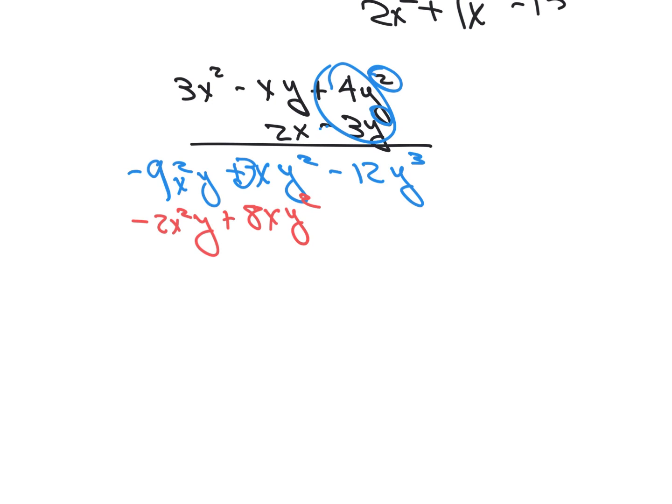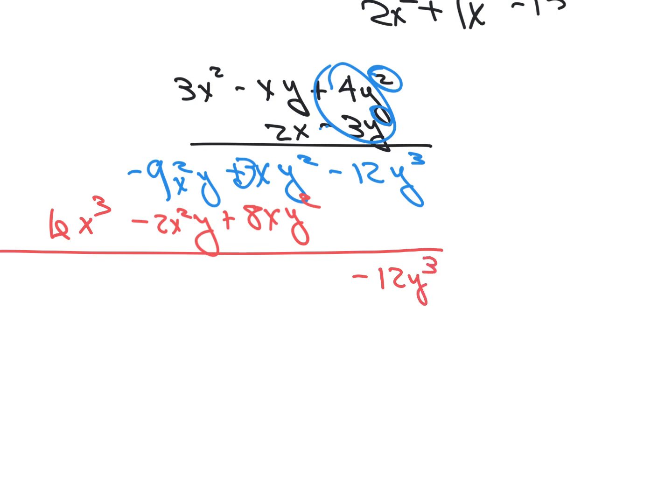All right, now we've got one more. We're going to multiply this times this. So 3 times 2 is 6. And then x squared times x is x cubed. Draw a line under it. Bring down negative 12y cubed because there's nothing to combine it with.